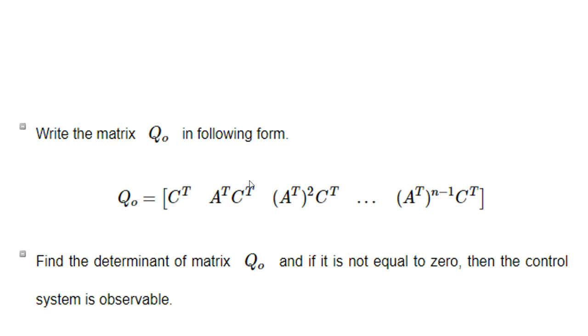Okay, again here this T is coming over here, so I think you know about this. Okay, see this equation carefully. Again I am repeating, QO is equal to CT, then the second term is AT into CT, then AT square into CT, then up to AT raised to n minus 1 into CT. Okay, so this is nothing but a different type of matrix. I think you have studied this.